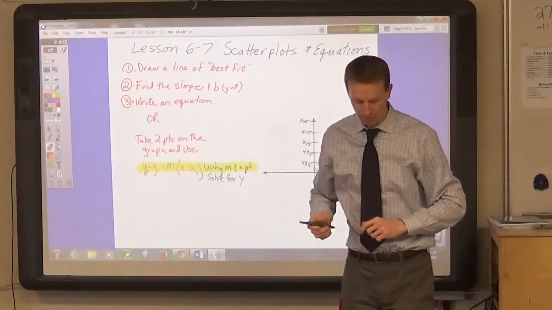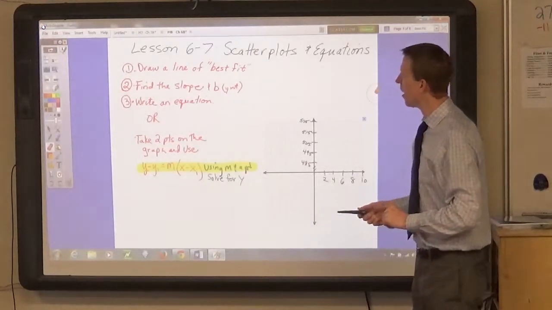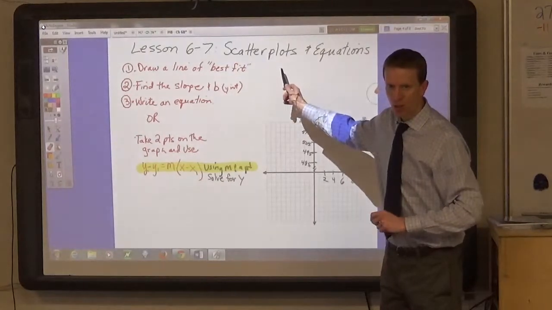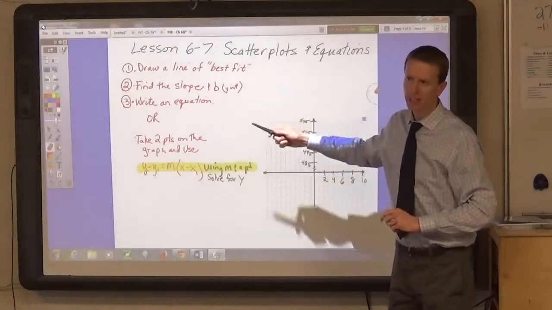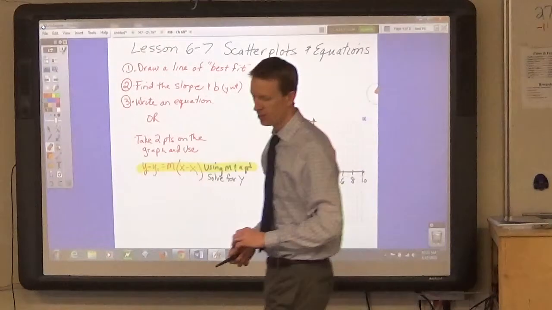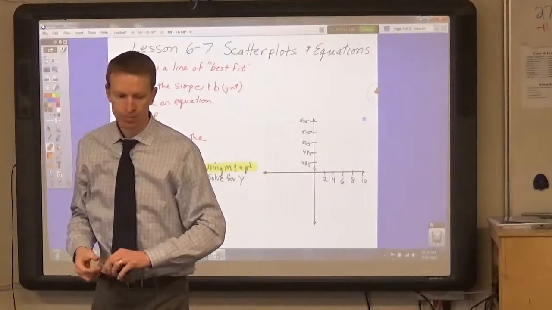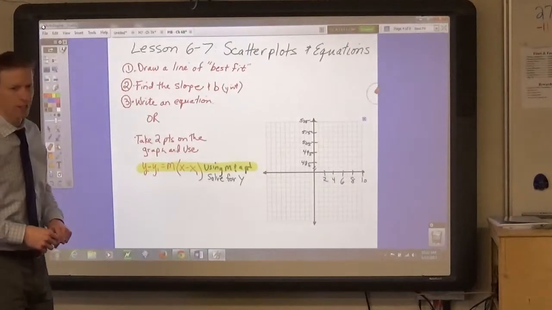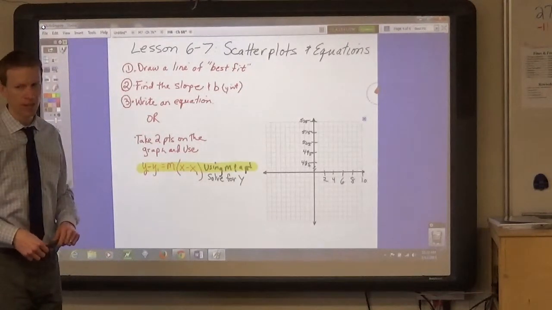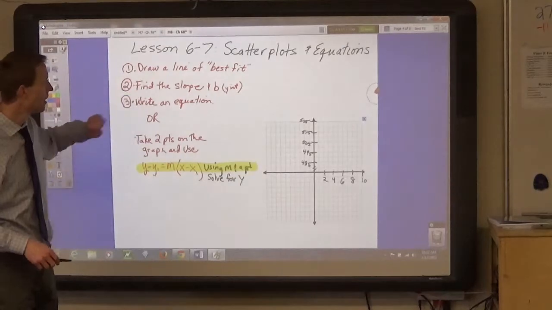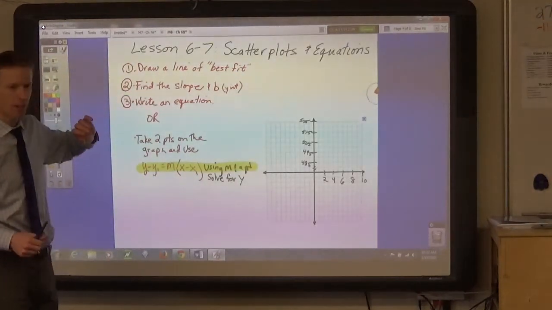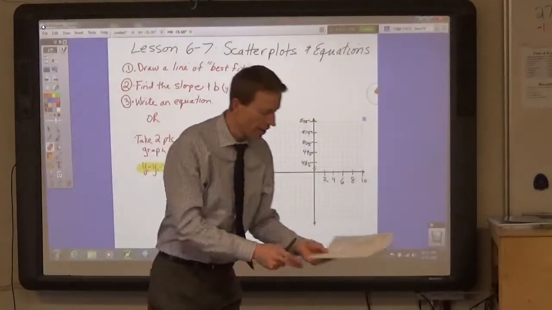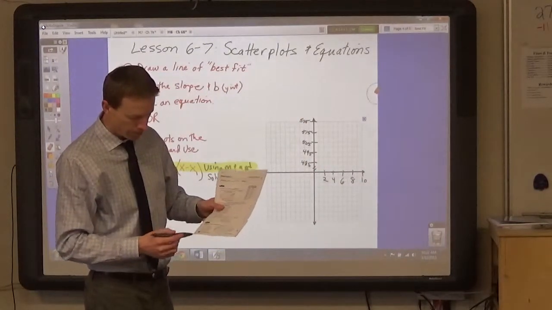If you have a scatter plot, you can write an equation to predict what's going to happen. And that's what this lesson is about, writing an equation when you're given a scatter plot. So the first thing you need to do when you're given a set of points, or if you look at your assignment, you're given some scatter plots here.